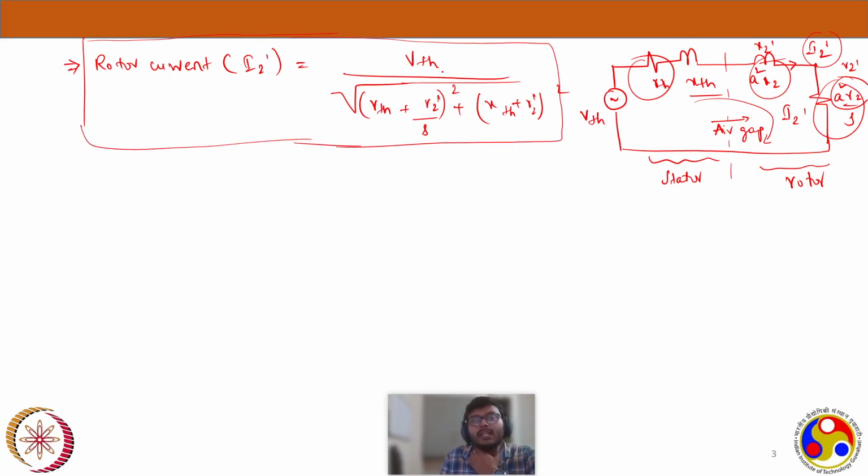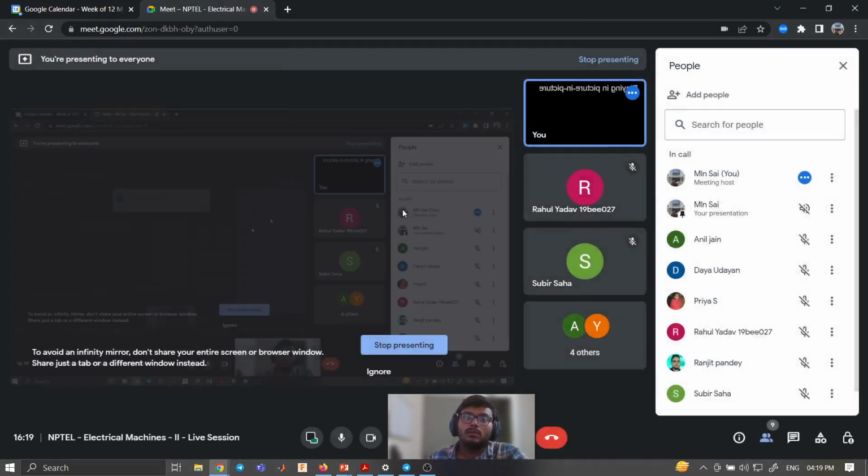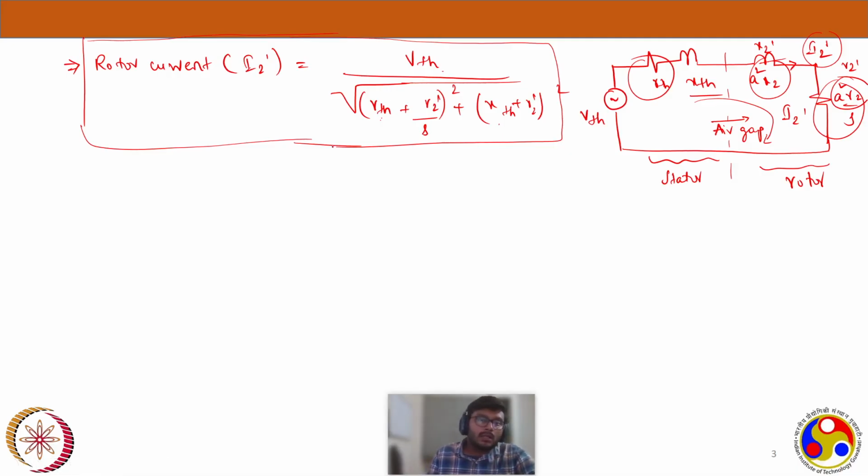Now you know what VTH, RTH, and XTH are. VTH is nothing but the voltage across the magnetizing branch, that is V1 jXM by the total reactance in the stator side circuit. And RTH and XTH you will get by solving the equivalent impedance RTH plus jXTH, that is jXM in parallel with R1 plus jX1. Okay, so now we have the rotor current expression.